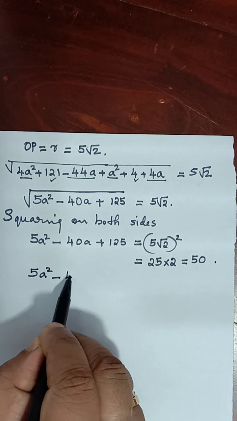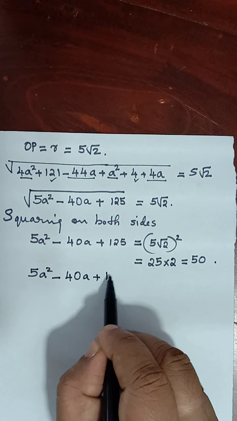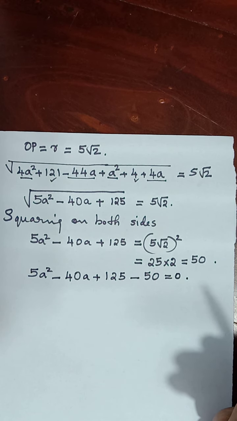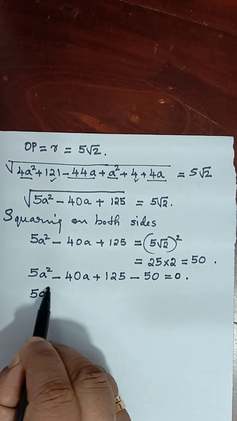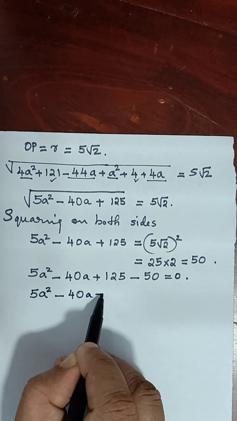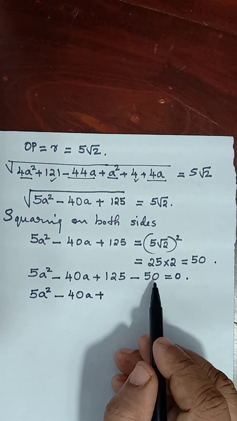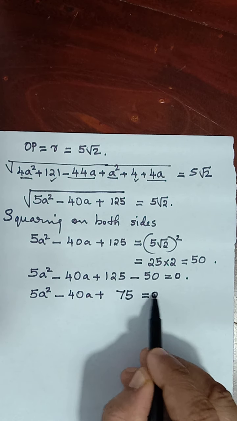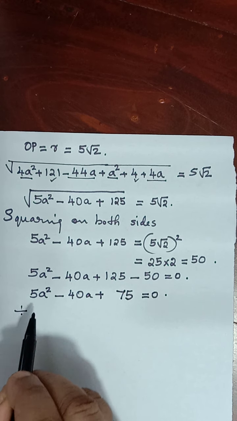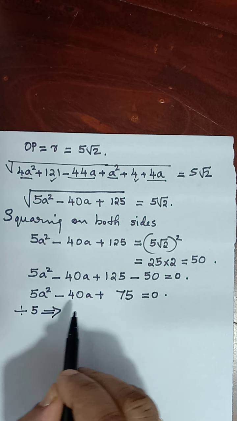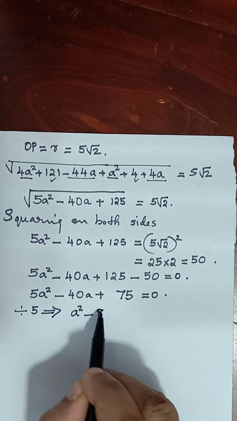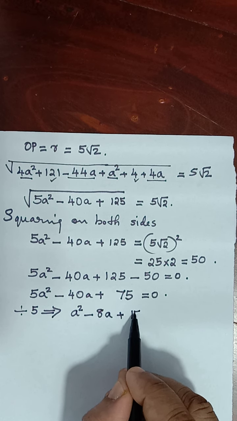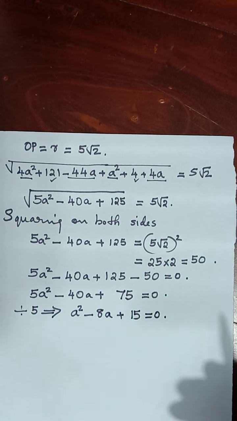So simplify again. 5a square minus 40a plus 125 minus 50 equal to 0. In the next step, we will simplify. Minus 40a plus 125 minus 50, you have to subtract. Write the answer, 75. Now throughout we can divide by 5, so dividing by 5 we get a square, 8 5s are 40, plus how many 5? 1 into 5, 2 remainder. So 15 into 5 is 75.